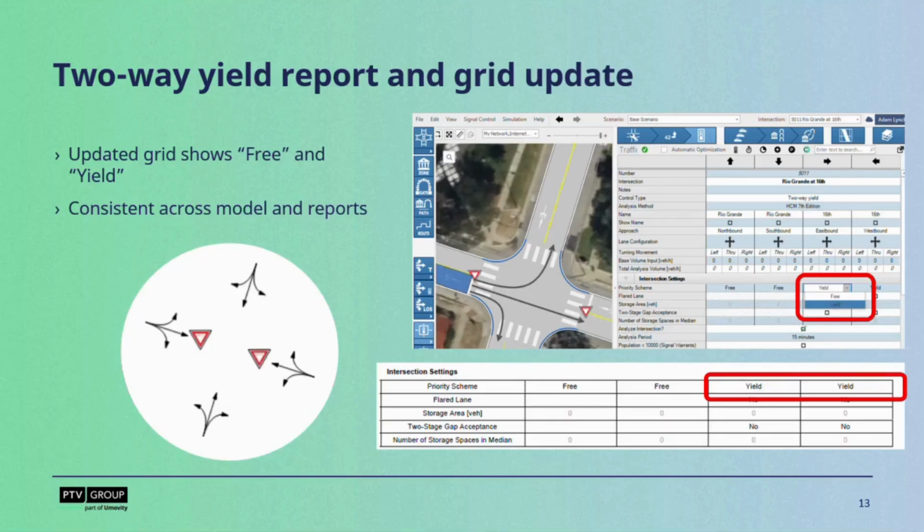Moving into more of the traffic control space, we have two-way yields within Vistro. I introduced that last year. We kind of cleaned it up a little bit. Before, we just hacked it in there basically by the 2025 release last year. But this time we got the reports, the grids, everything to show two-way yields consistently. So if you have a yield, you'll see a yield and not a stop sign.